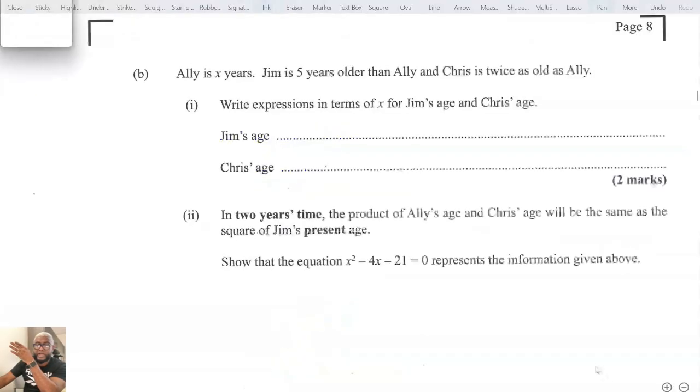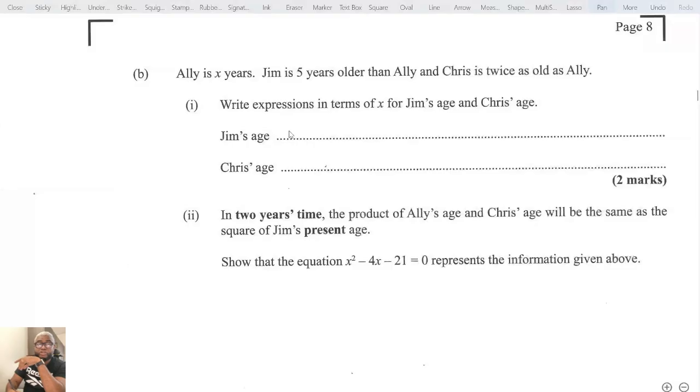Part 1. So Ali is X years. Jim is 5 years older than Ali. Chris is twice as old as Ali, right? So they tell everybody's age on top here already, right? We started with Ali. Ali's X, right? Write expressions in terms of X for Jim's age and Chris's age.